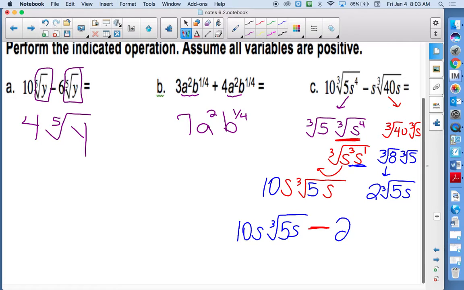So now we're subtracting 2. The s that was here goes outside with the s, so it was initially there. I'm just bringing it back down. It's attached to the 2 that we brought out. And now we have the cube root of 5s.